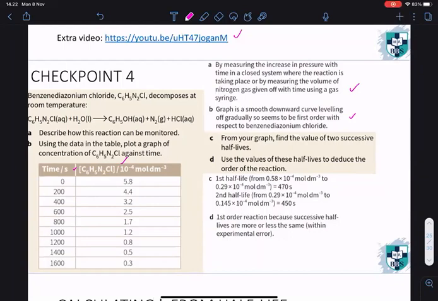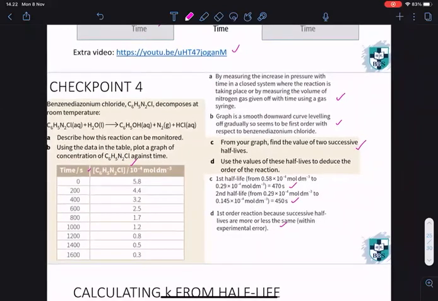You have already learned this. What you need to do is find two successive half-lives. You calculate the half-life and find that it is more or less the same. So they concluded that this is a first order reaction. But if you want to see more for yourself, the best method is to plot the graph yourself. You can try on your own.